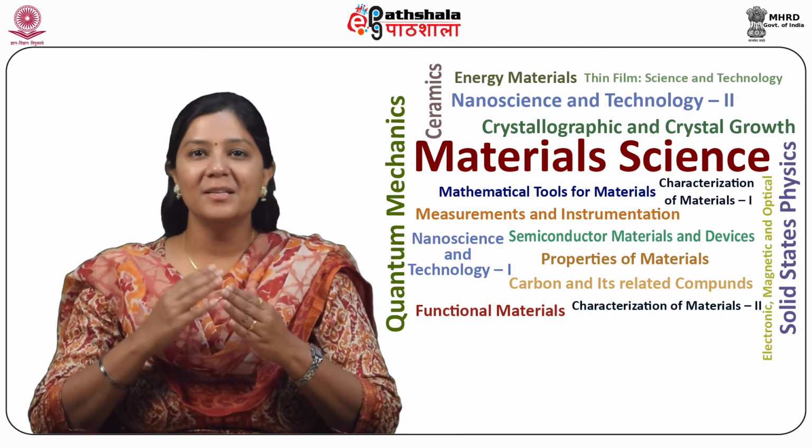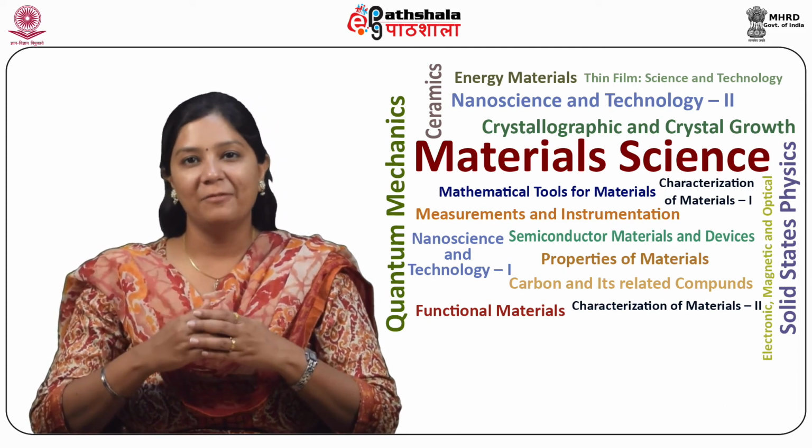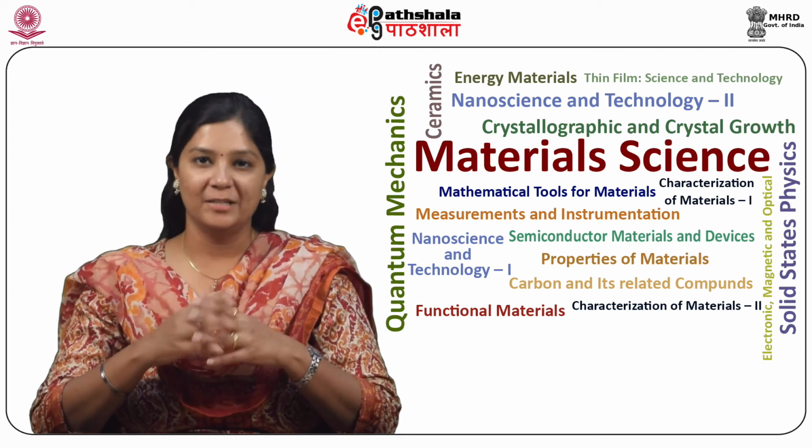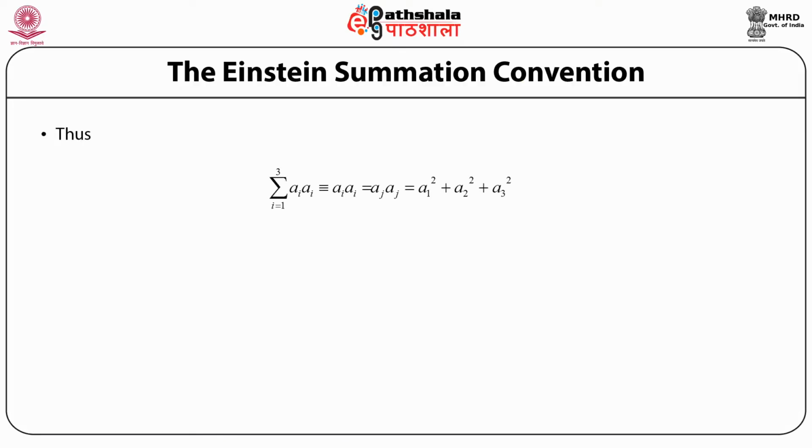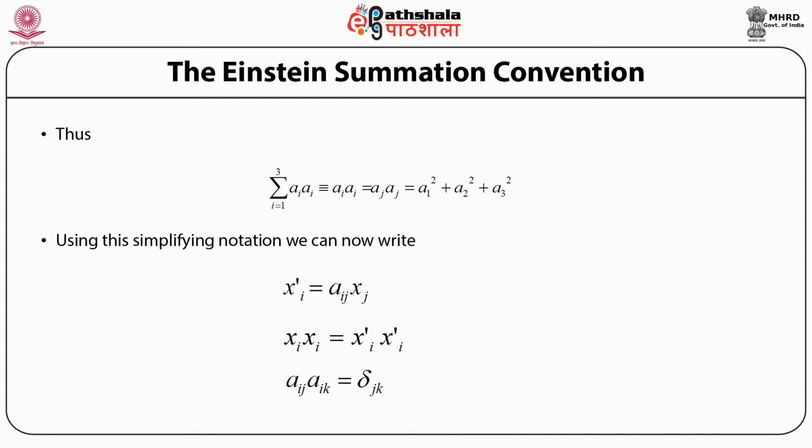The free indices must match on the two sides of an equation and in each term of an expression. Thus, the summation over i equals 1 to 3 of ai into ai is equal to ai into ai equals aj aj equals a1 squared plus a2 squared plus a3 squared. Using this simplifying notation, we can now write down xi dash equals aij xj, xi equals xi dash, aij aik is equal to delta jk.